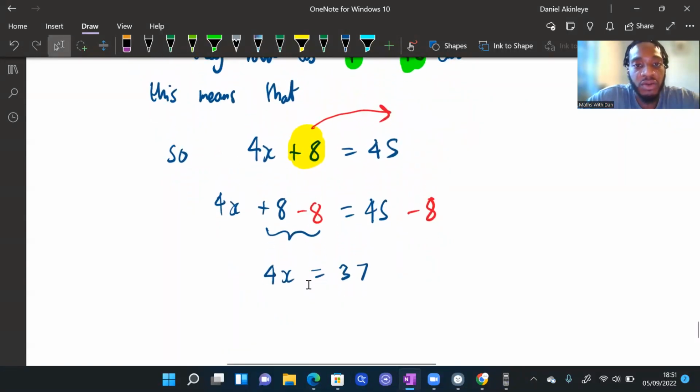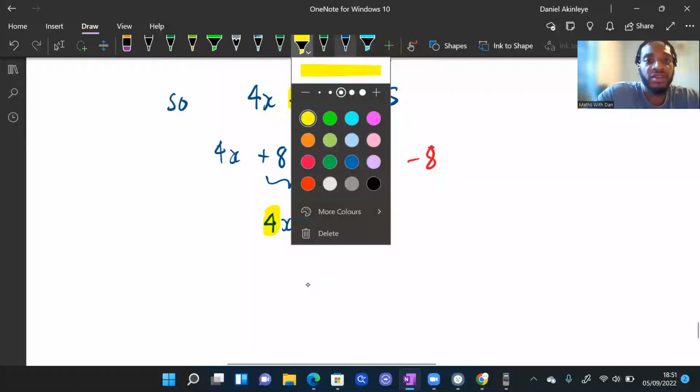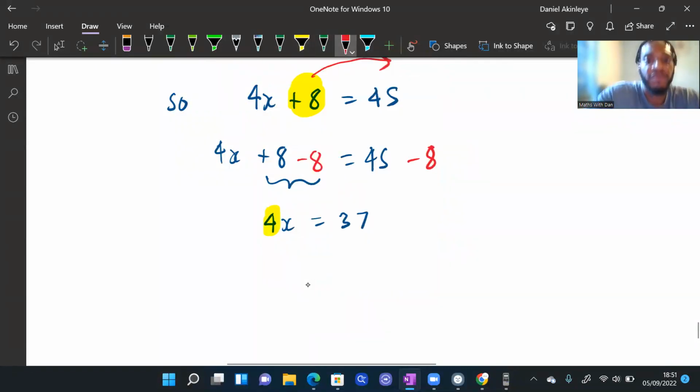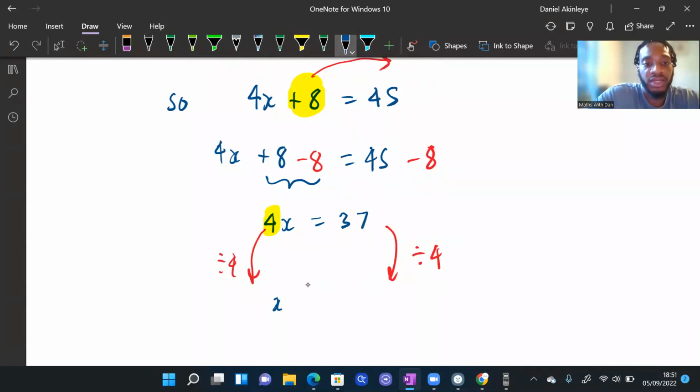So let's have a look. We just need to get rid of this 4. To get rid of this 4, we just divide both sides by 4. So division of 4, like that. And then we could say that x is equal to 37 divided by 4.